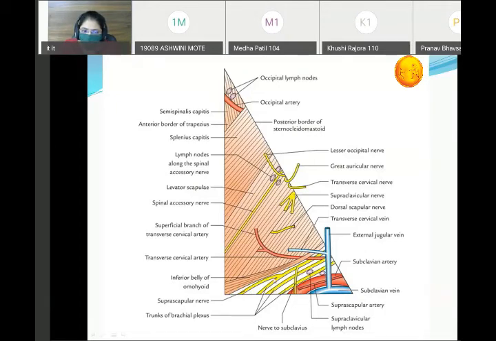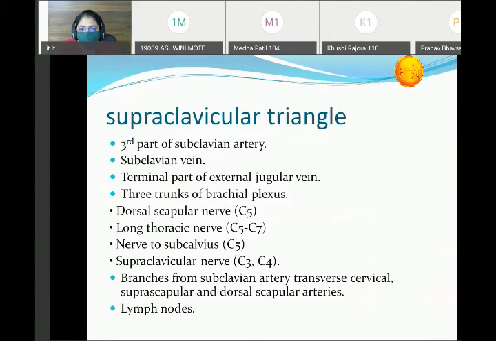Then the suprascapular nerve. This one is the suprascapular nerve. And the long thoracic nerve, which will supply the serratus anterior muscle.